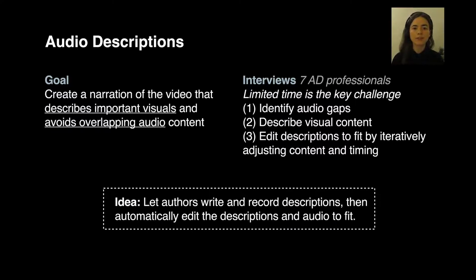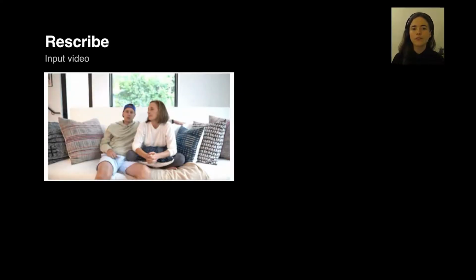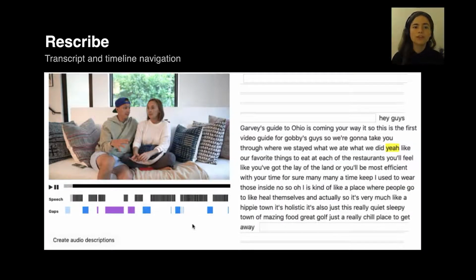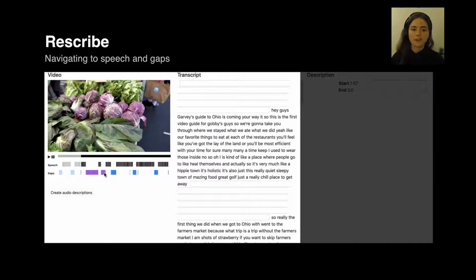We created Rescribe to let authors describe the video, then automatically optimize their descriptions to fit in the time provided. Using Rescribe, authors first input their source video, then visualize the speech and audio gaps along the timeline. Rescribe transcribes the video and also shows the gaps in the transcript. Authors can navigate to gaps using the transcript or the timeline. So here the author jumps to a gap using the timeline.